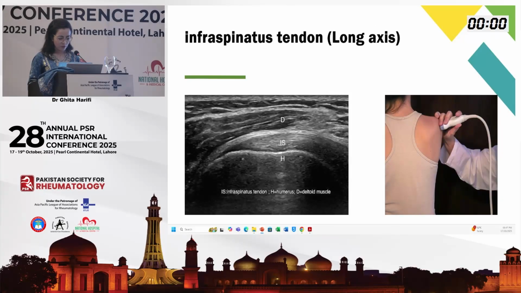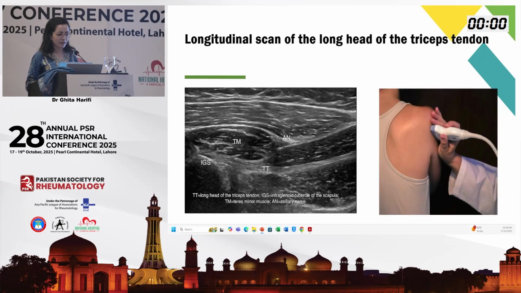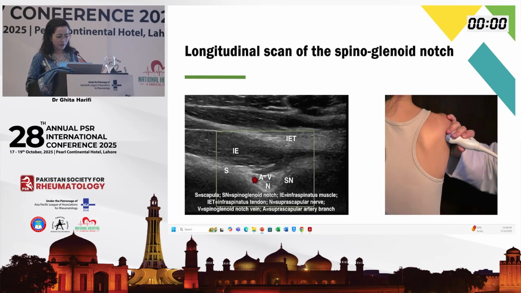So in the posterior aspect, you will also appreciate the infraspinatus tendon. The infraspinatus tendon also inserts on the greater tuberosity, so you follow the humerus here. This is the infraspinatus. It's quite superficial if you go a little bit up once you identify the joint, and you go long axis and short axis, which will allow you to appreciate the echogenicity of the tendon and if there are any abnormalities.